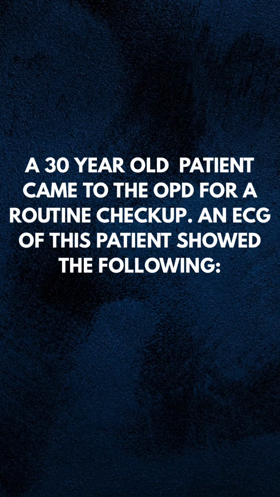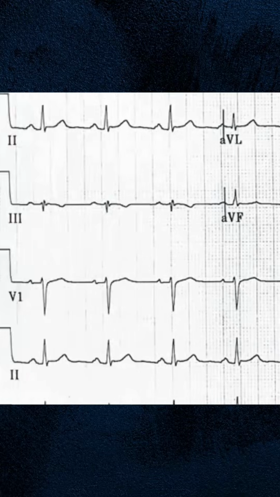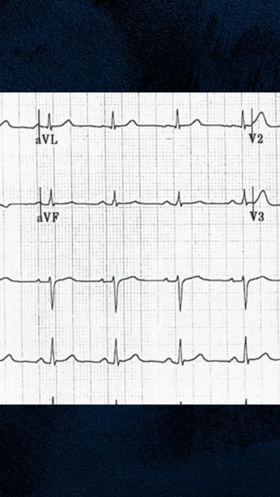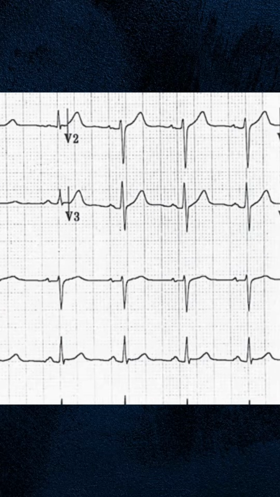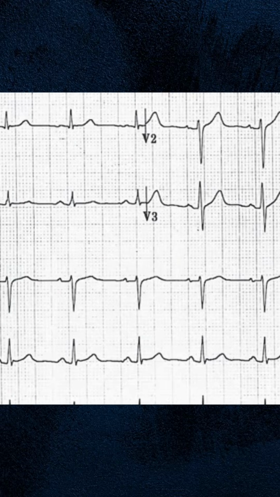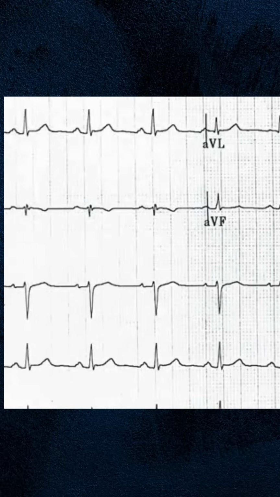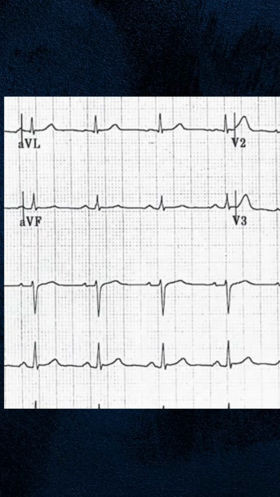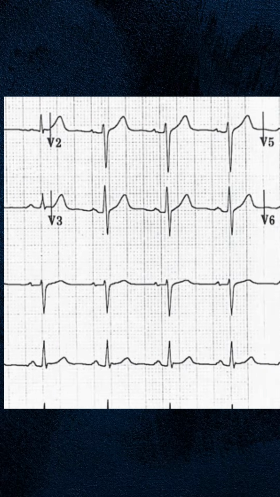So, a 30-year-old patient came to the OPD for a routine checkup, and the ECG of this patient showed the following findings. Now check out the P wave, the T wave and the QRS complex. Also watch out for any abnormalities in this case, any PR interval prolongation or QT prolongation. Make a mental note of the ECG report that you will write in the case file.